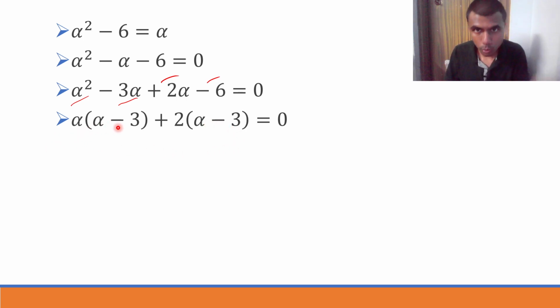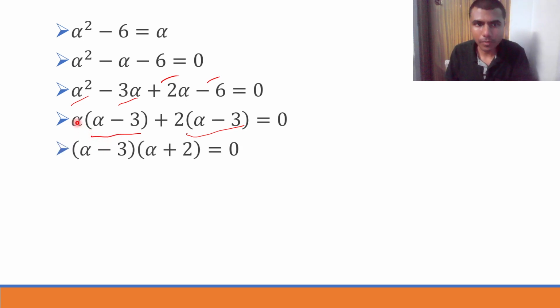Now in these two terms, take alpha minus 3 as common. This is common, right? So if you take alpha minus 3 as common, you get alpha minus 3 into, here alpha is left out, here plus 2 is left out. So alpha minus 3 into alpha plus 2 equal to 0. Now we are coming to the end. Fine, two cases. Either this is equal to 0 or this is equal to 0.